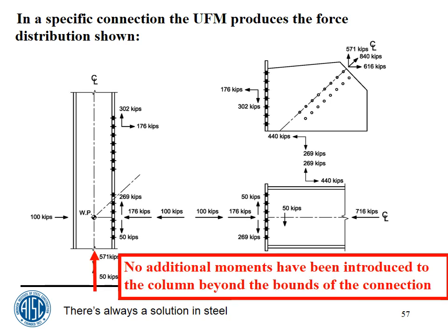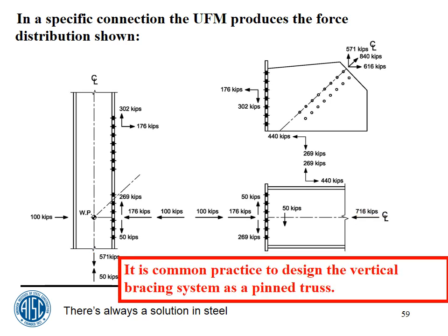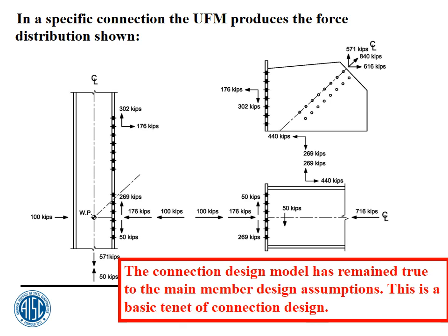There's no additional moments that have been introduced in the column on this one or in the beam on this one. I already said all this. It's common practice to design a vertical bracing system as a pin truss, as you saw in that horizontal truss that I just showed you. The connection design model has remained true to the main member design assumptions. This is a basic tenet of connection design. The usual assumption in this type of situation that you see here is that the beam, the column, and the brace see axial forces only.